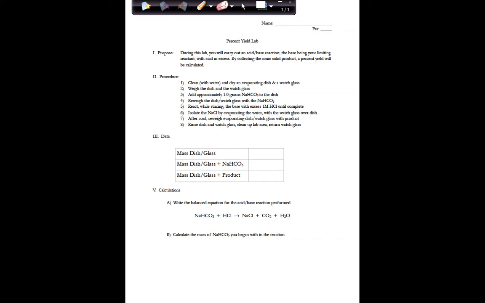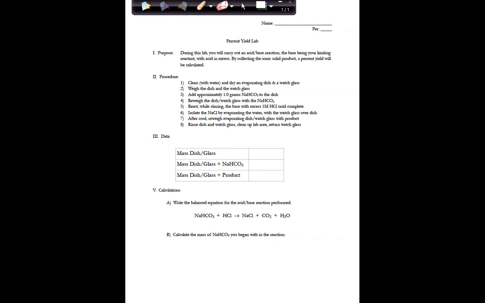And as we talk about percent yields, the difference between what we did in homework and what you're about to do is that you're going to be generating your own numbers. You will not be given a starting point for your theoretical yield calculation. You're going to figure out the mass of one of the reactants that you started with. The other one will be excess.